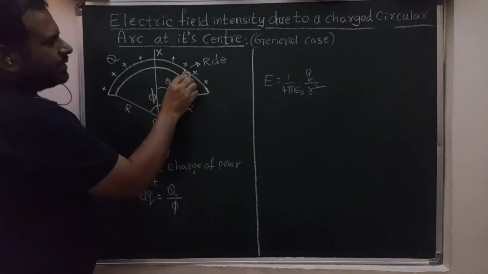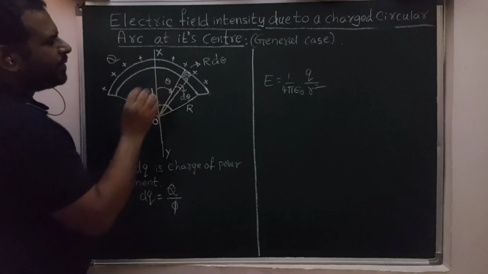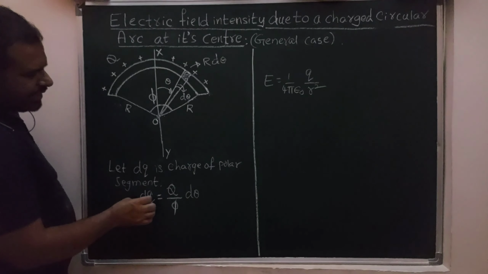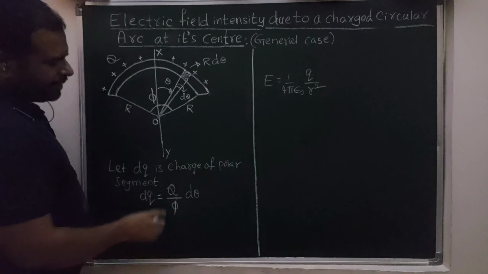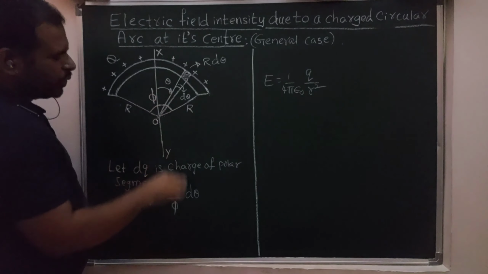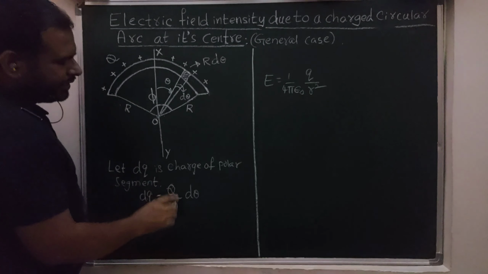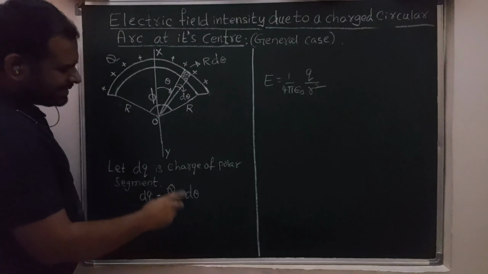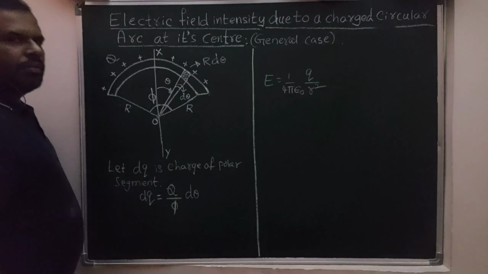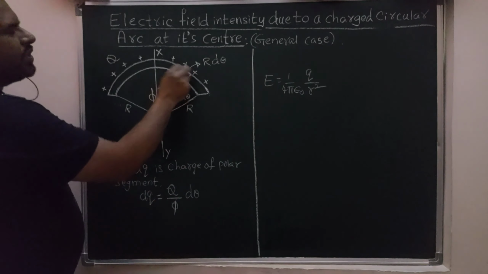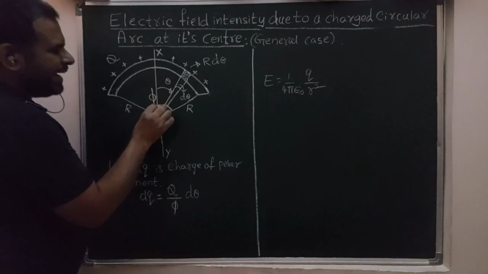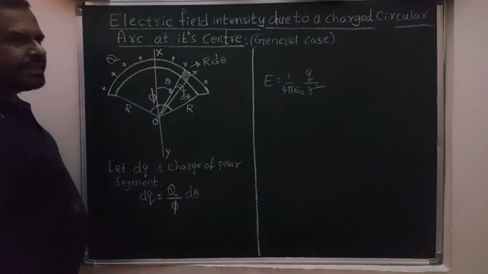Then this polar segment, what is its angular width? d theta. So if you multiply by d theta, that is the charge dq on the polar segment: Q by phi, total charge by total angle made by the arc at the center, into d theta, the angular width of this polar segment. So that is the charge on this polar segment. Now we know the charge on the polar segment, so we can write the expression for the electric field intensity at the center due to this element.